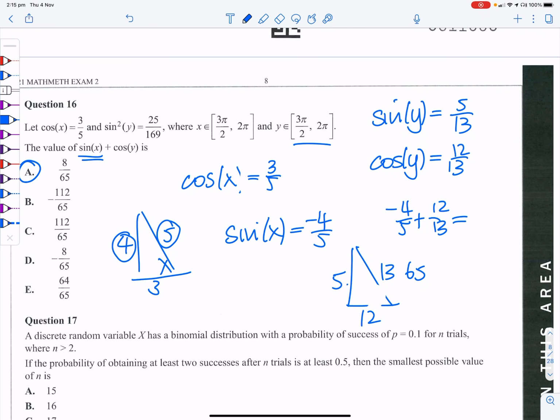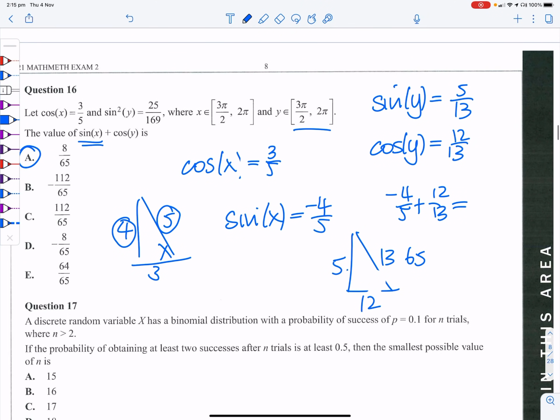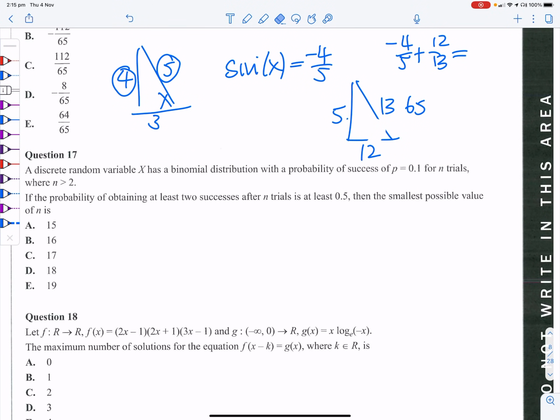Okay. So there, yes, that's got to be positive. In the fourth quadrant, that's got to be negative. Sine does, yeah.